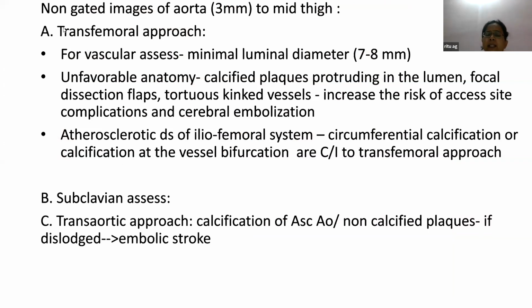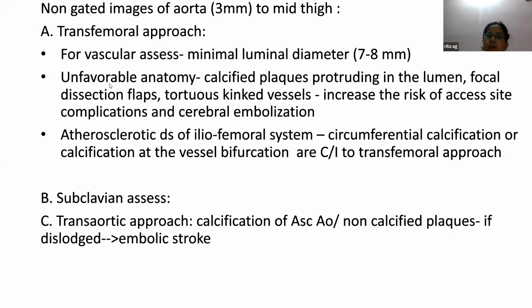Now we have these non-gated images, so we have to look for the access. We have a transfemoral access, a subclavian, and a transaortic approach. For vascular access, traditionally it has been thought that the minimal luminal diameter should be at least 7 to 8 mm. However, now there are new delivery systems, and people are doing it with lesser diameters, and I'm sure Dr. Prashant will be able to tell us more on this.